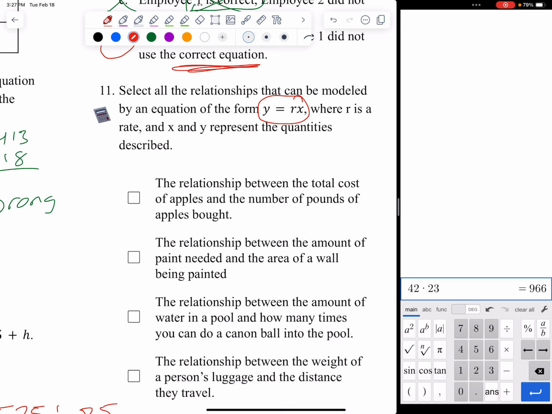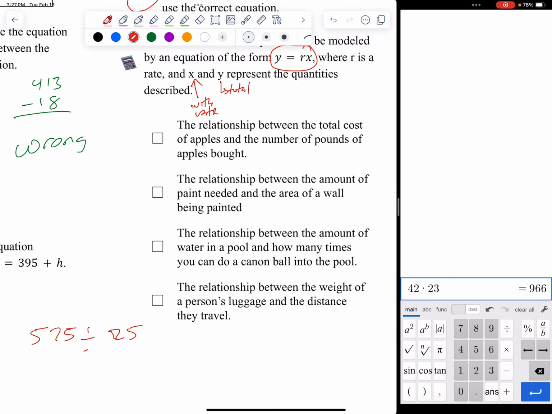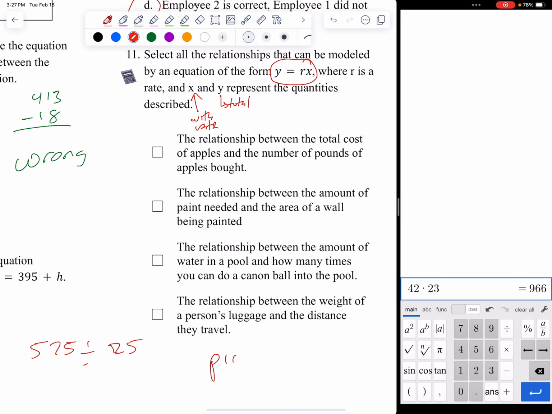So select all the relationships that can be modeled by an equation in the form of y equals rx, where r is a rate, x and y represents quantities described. Okay, so remember y is your total, and x is whatever you're using, right? That goes with the rate. And notice it's a select all, so you're not going to pick 1, 2, 3, or 4.